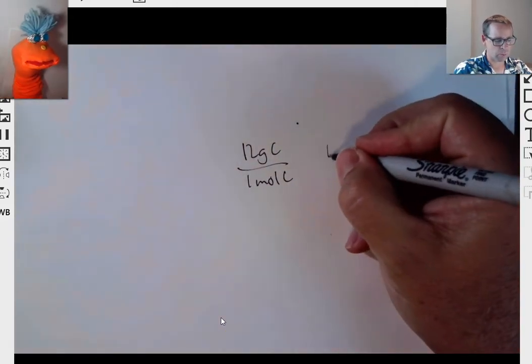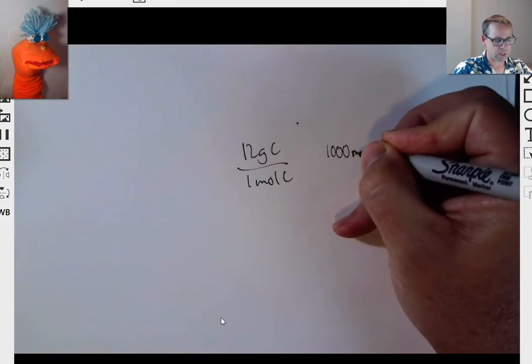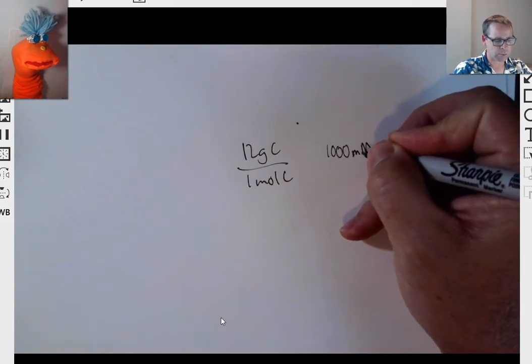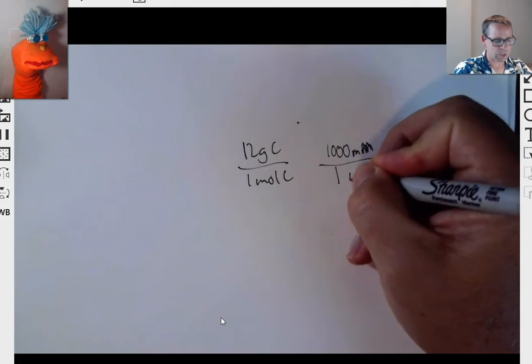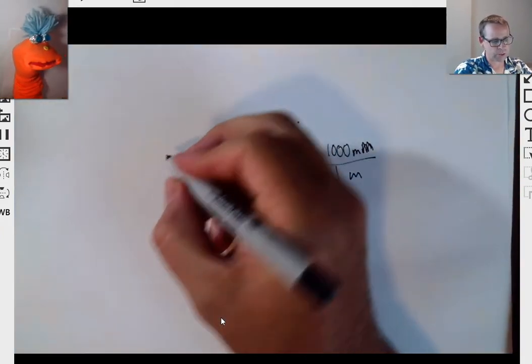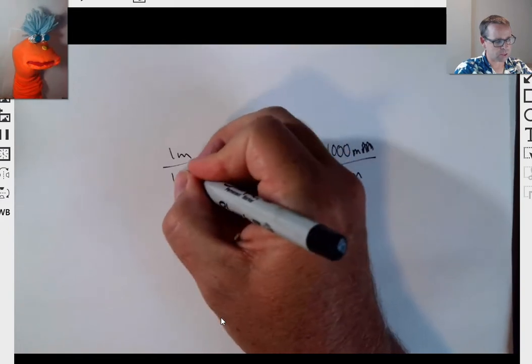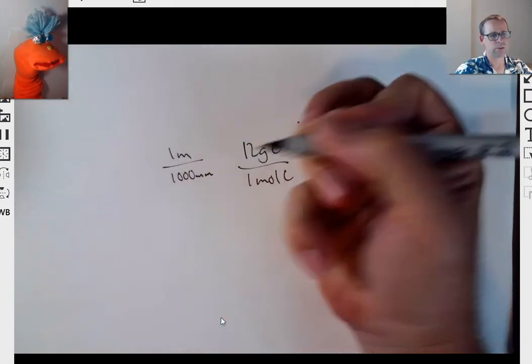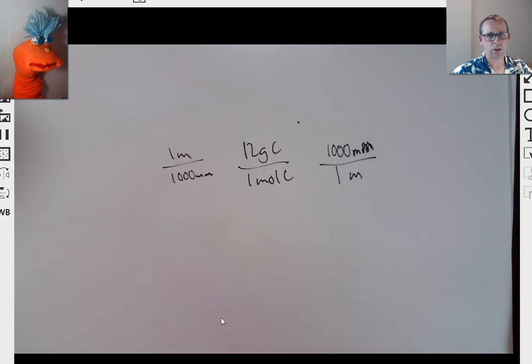Or you could have 1,000 millimeters, whoops, there's supposed to be a little m there, for every 1 meter, right? That is another conversion factor. Conversion factors can always go upside down. 1 meter is 1,000 millimeters, for example, right? All of these are conversion factors.